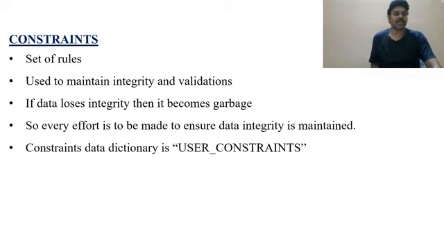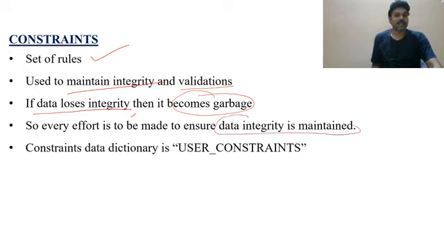What is a constraint? A constraint is nothing but a set of rules, or you can also say bindings, which mainly provide integrity and validations. As far as the EF Codd rules, if data loses integrity, then it becomes an invalid value, also called a garbage value. So we all need to make an effort to maintain data integrity. As far as constraints are concerned, all their definitions are stored in a data dictionary by the name user_constraints.